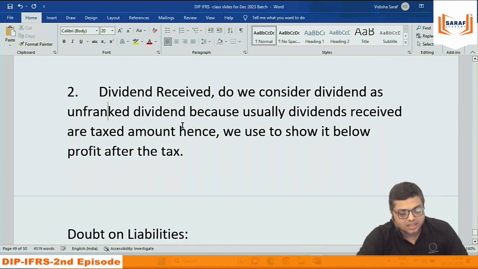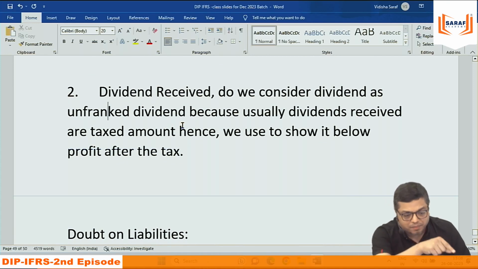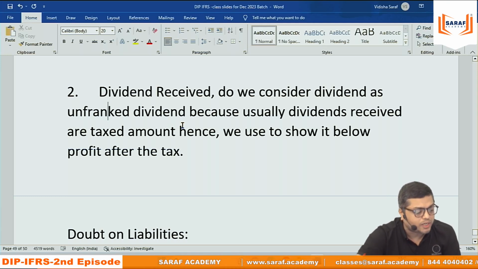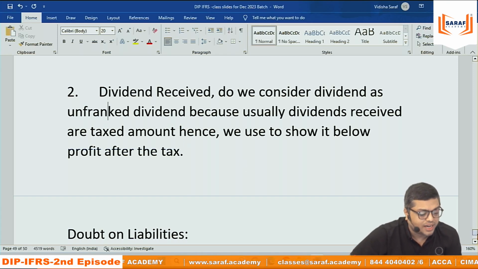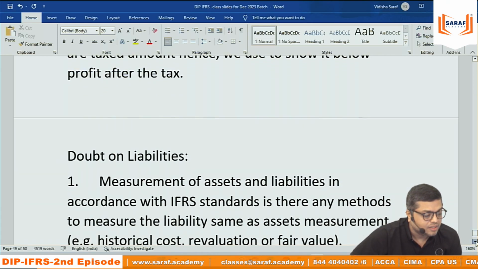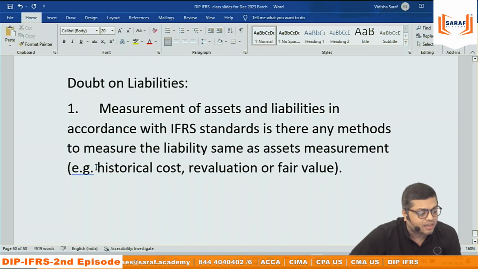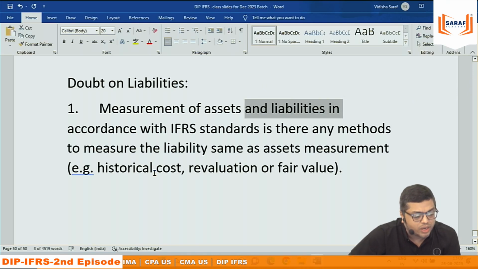Second, dividend received. One is dividend paid, this is dividend received. Do we consider a dividend as unfranked dividend because usually dividends received are a taxed amount? Hence we used to show it below profit after tax. And then the liability. For the assets valuation, there are historical cost, revaluation, fair value model. Similarly for liabilities, is there any model to record the liability?